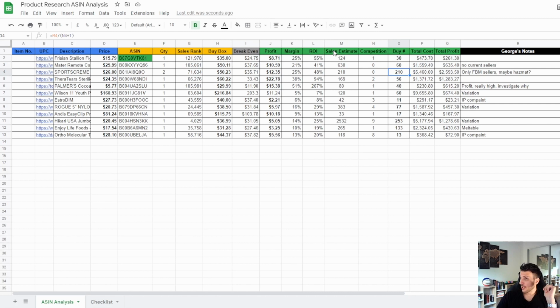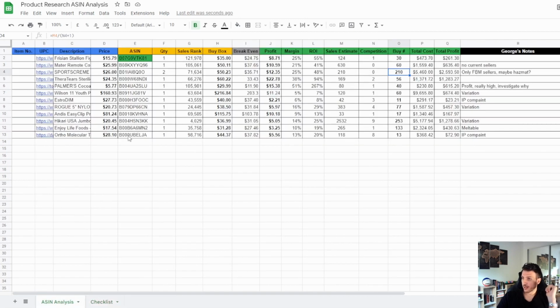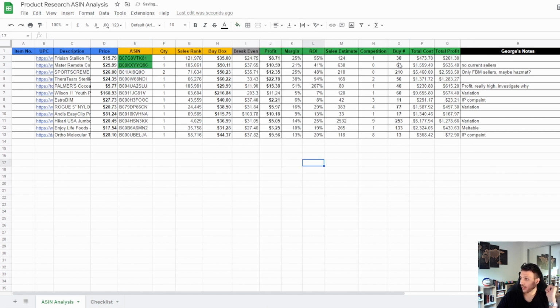So this is a good product. Let's go back to our checklist. So now, the profit's definitely enough. This is definitely a good product. Assuming we can source it, it's definitely a good product. I'm going to highlight it with green. I'm going to have the buy amount down to 60. So let's move on to the next one.